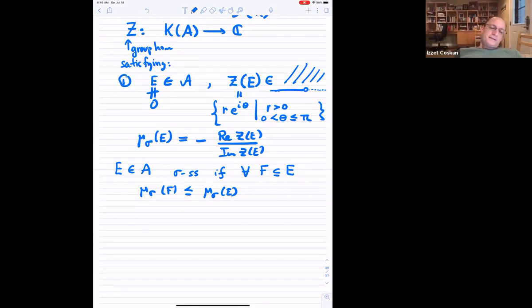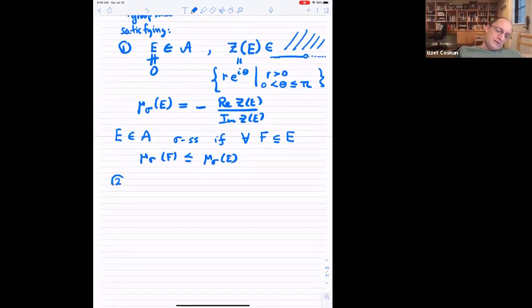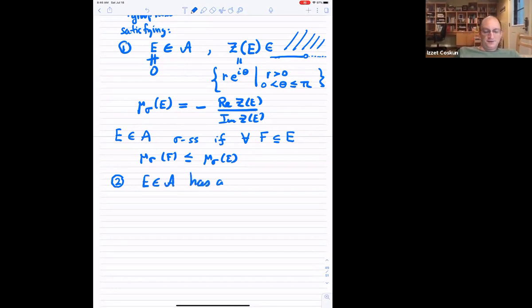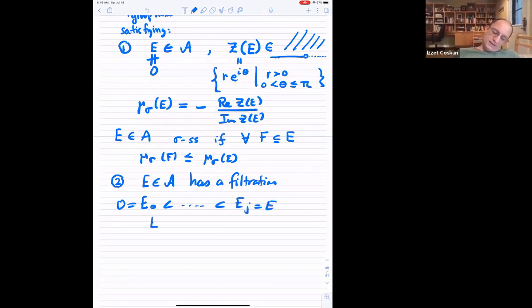All right. So that's the first condition. The second condition is that we had a Harder-Narasimhan filtration when we talked about stability. That meant that given any bundle, you could filter it such that the successive quotients are semi-stable objects, and you require the same thing here. So you ask that every object E in A, E not equal to 0, has a finite filtration, which after some number of steps stops, and you want the successive quotients to be sigma semi-stable, and you want the slopes to be decreasing.